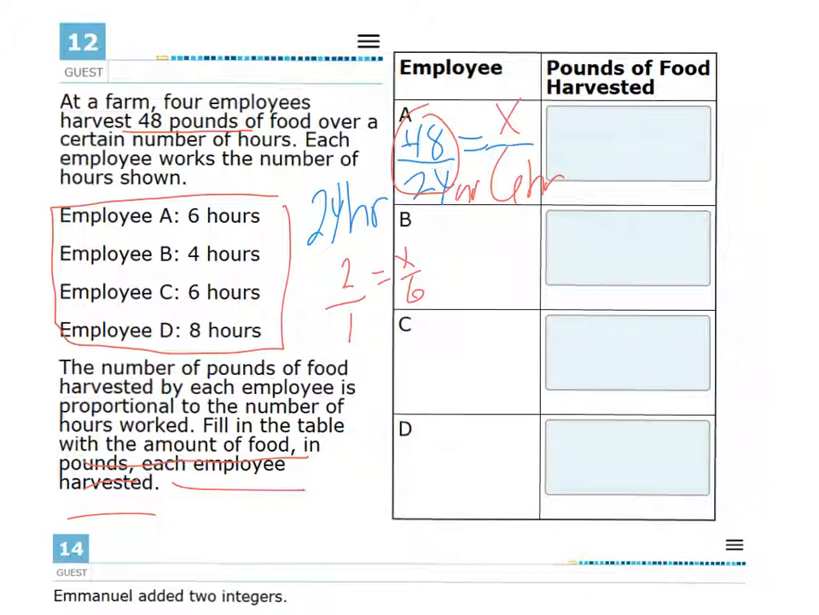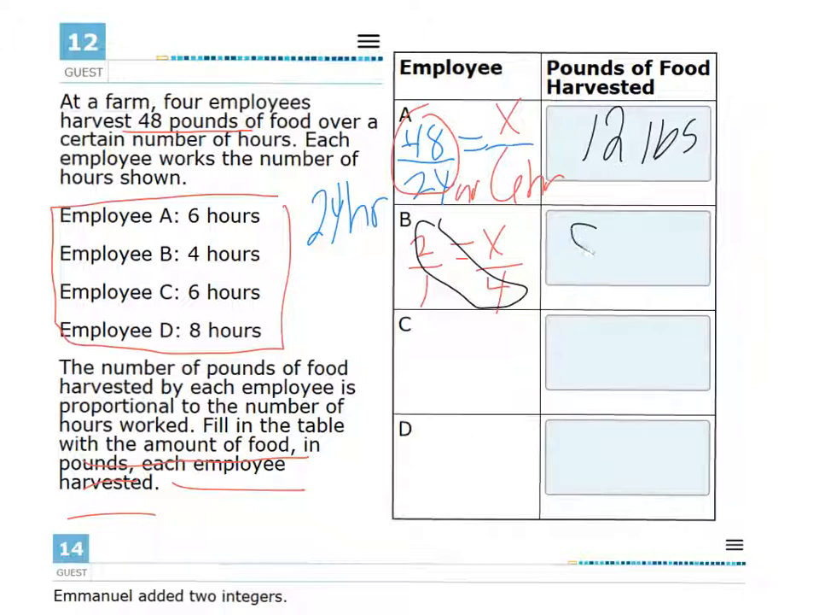So in this case, for the 6 hours, 12 pounds of food were harvested within that 6-hour period for employee A. Now employee B will still use the reduced fraction, 2 over 1 equals x amount of pounds over 4 hours. So in this case, we would do the cross product again, and we'd multiply 2 times 4, and that would give us 8 pounds.